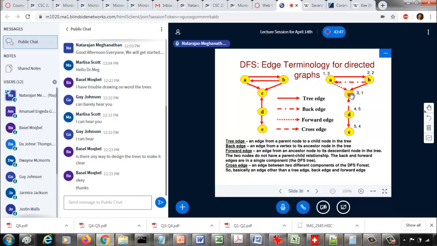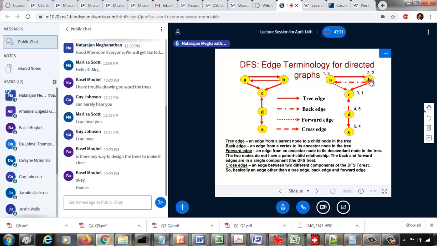Now from C we cannot go anywhere else because there are no outgoing edges from C. So we are at a dead end. As usual, we pop the vertex from the stack. So C is the first vertex to be popped out of the stack. Now we are back to B, which is the top of the stack. From B we cannot go anywhere else because we have classified both its outgoing edges. This is a tree edge and this is a back edge.